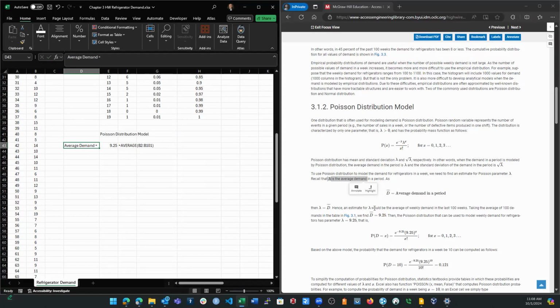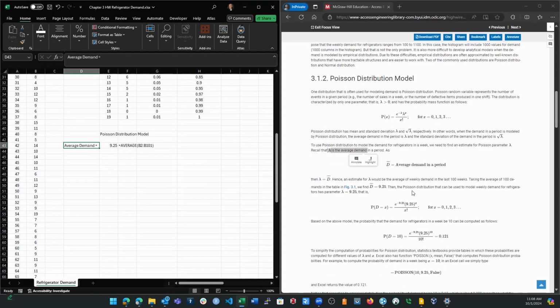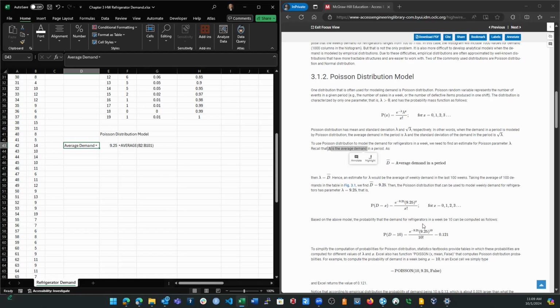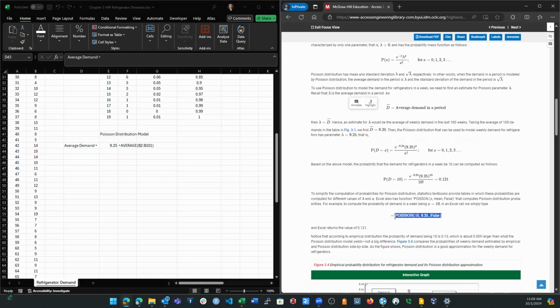This is an estimate for lambda. And here, what they've done is they've calculated the lambda at 9.25. They're going to plug this into the formula to find out what is the probability of demand in a week that is 10. So they're going to put in this formula here. Luckily for us, we can use an Excel function. So let's do the Poisson function and let's look at 10. What does that look like? We're going to do Poisson. We'll do the dot distribution. This is the newer version. This is the old version.